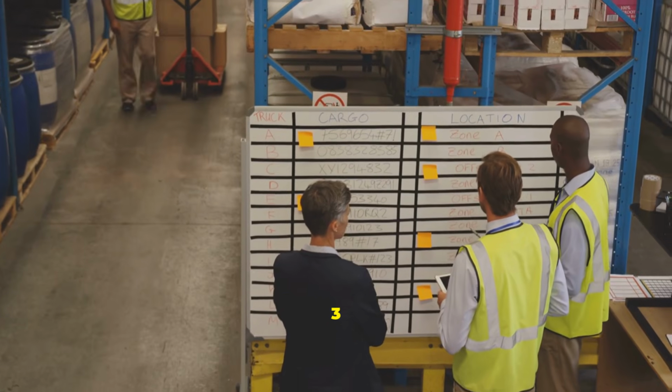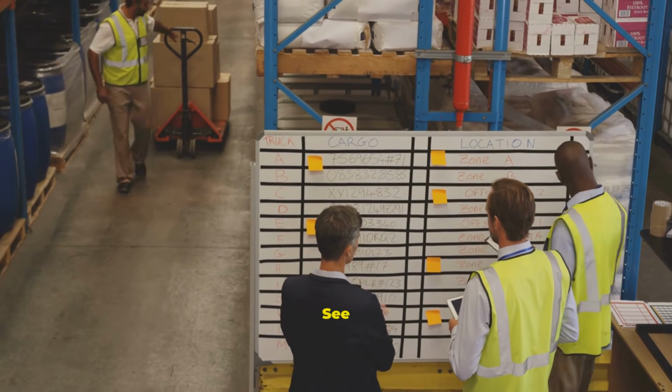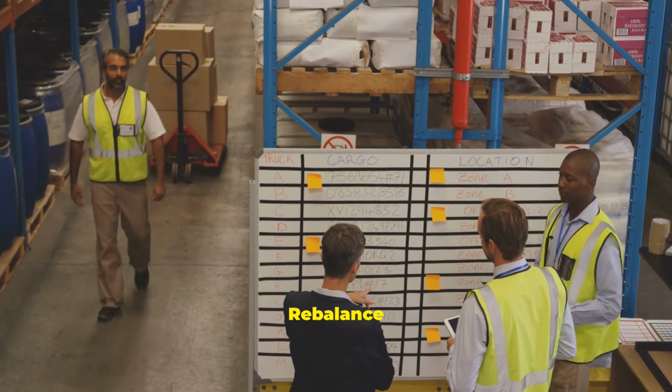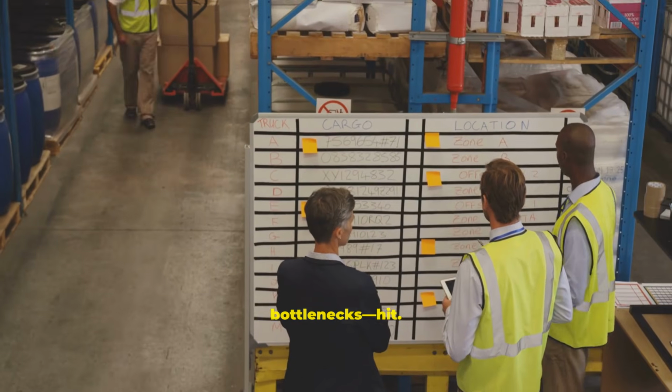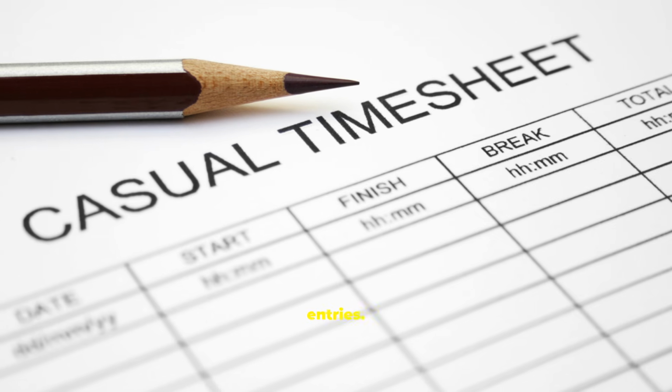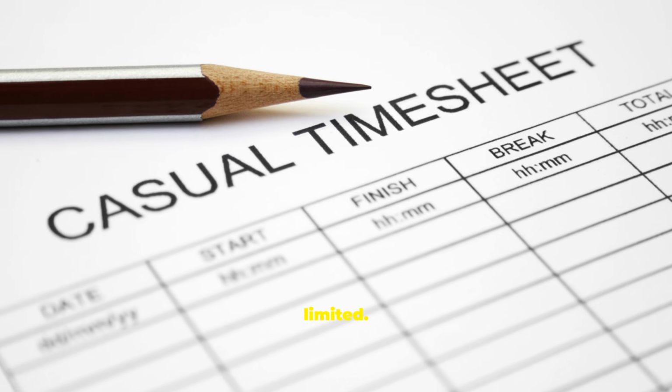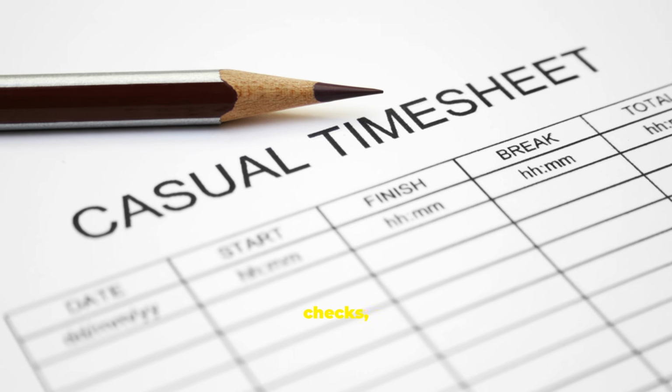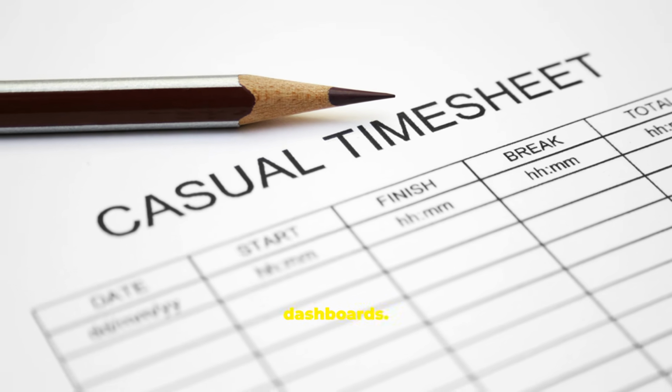Use case 3, resource allocation. See who's spending the most time where. Rebalance workloads before burnout or bottlenecks hit. Limitations. It's only as good as the time entries. Visualization is limited. You may need manual checks and sometimes external tools for advanced dashboards.